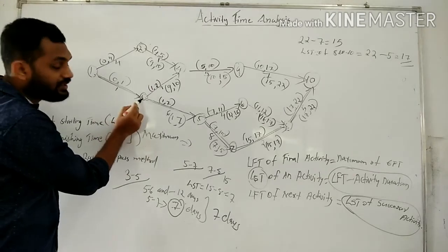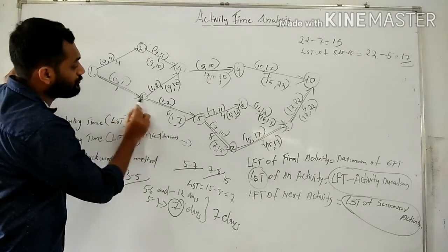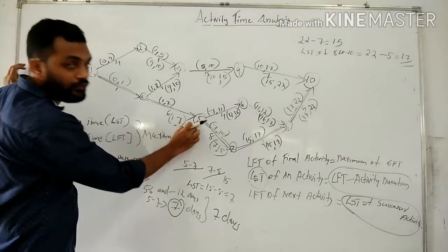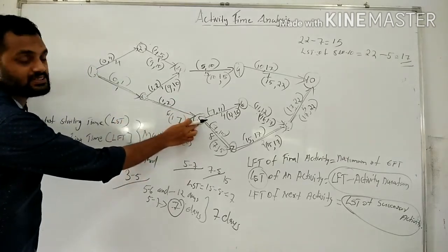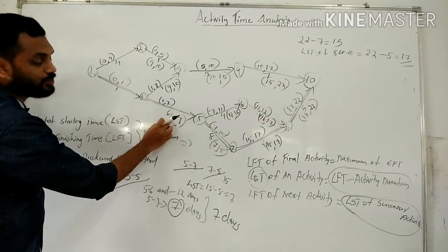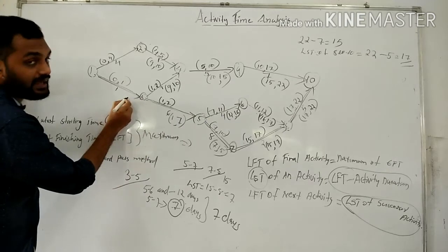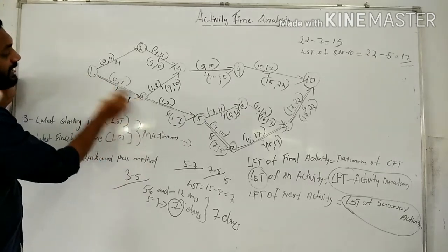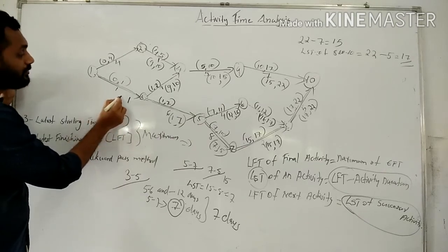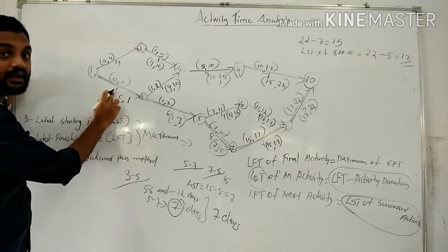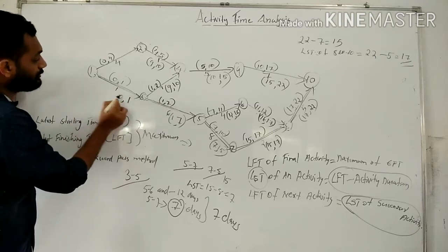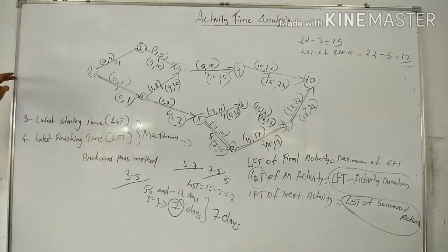Then for the activity 1 to 3, the successor activity is 3 to 5. The LSP of 3 to 5 is 1. So 1 is the LSP of this activity. 1 minus 1, that is 0. 0 is the LSP of the first activity, 1 to 3.